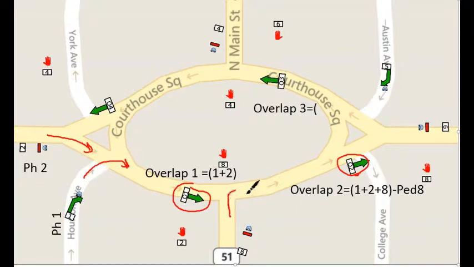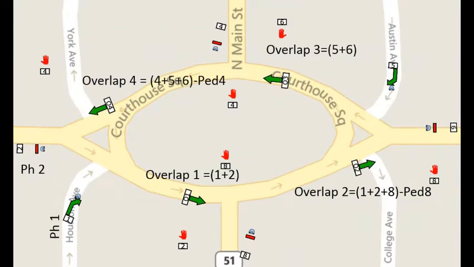So it's 1, 2 plus 8 minus Ped 8, which means that if phase 8 Ped is in walk or Ped clear, the overlap is going to be inhibited. So it's going to be red. So we're not going to have a green signal or drive over the pedestrians. So now we'll look at the other side.